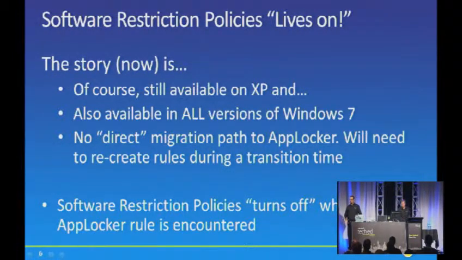Very important. Now, there is no direct migration path to AppLocker. You've already spent the quality time in software restriction policy. Everything's working great. Yeah, there's no magic transition to AppLocker wizard. Sorry, you have to recreate the wheel. Hopefully, not such a big deal. The other trick is that software restriction policy is still available for all versions of Windows 7. Yeah, that makes sense. It's available for XP and later.